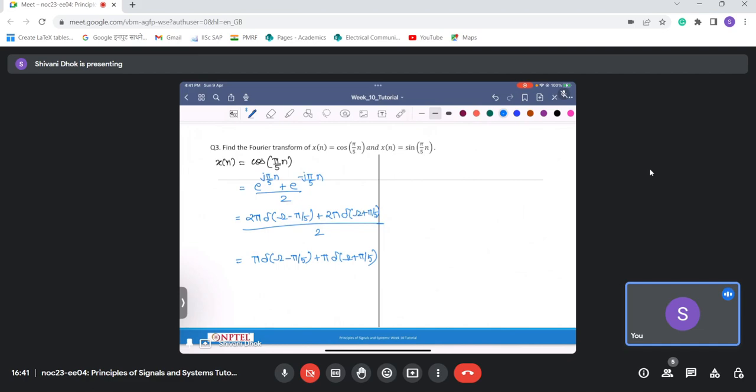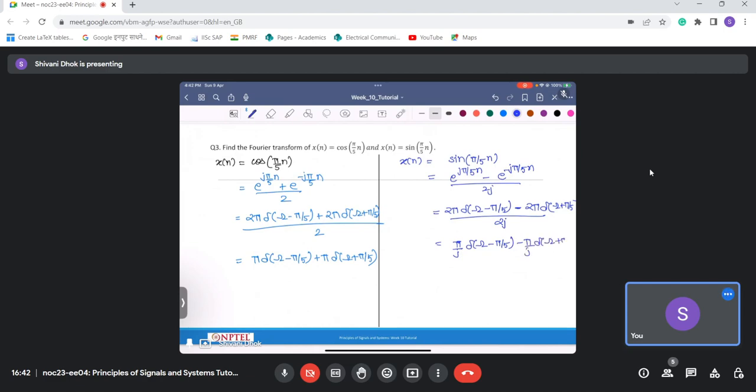Similarly, this x[n] is equal to sine of pi by 5 n. We can write as e power j pi by 5 n minus e power minus j pi by 5 n whole divided by 2j. Similarly, as we have done in this question, we can do it here also. So it is 2 pi delta omega minus pi by 5 minus 2 pi delta omega plus pi by 5 upon 2j, which can be written as pi by j delta omega minus pi by 5 minus pi by j delta omega plus pi by 5.